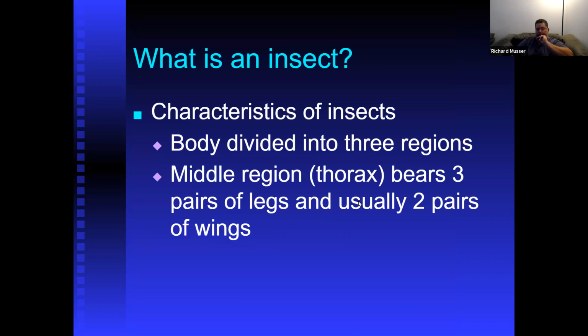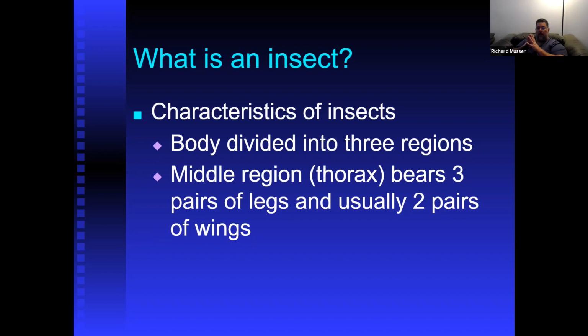Now, the insects, since we're talking mostly about their bodies, are divided into three different regions. There's obviously the head, the thorax, and then the abdomen. And we know that each one of these regions has segments. The thorax, for instance, is made up of three segments. The abdomen, anywhere from 8 to 12 or more segments. And then the head is actually made up of multiple segments that have been fused together.